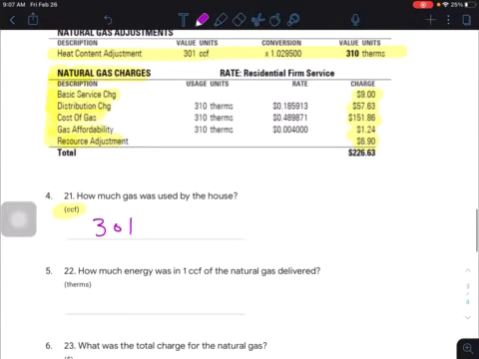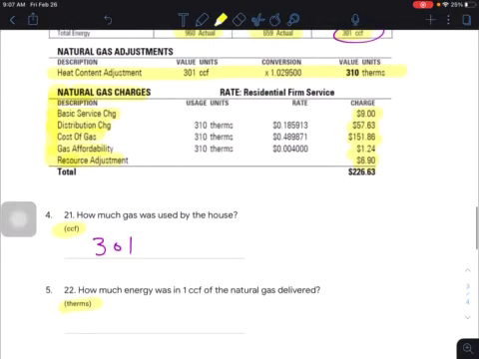Number 22, how much energy was in 1 centum cubic feet of the natural gas delivered? And here we have our units is therms. Okay. So our conversion here is this.